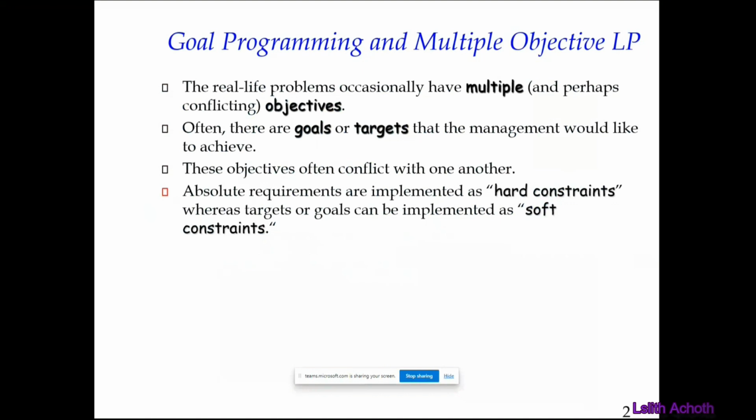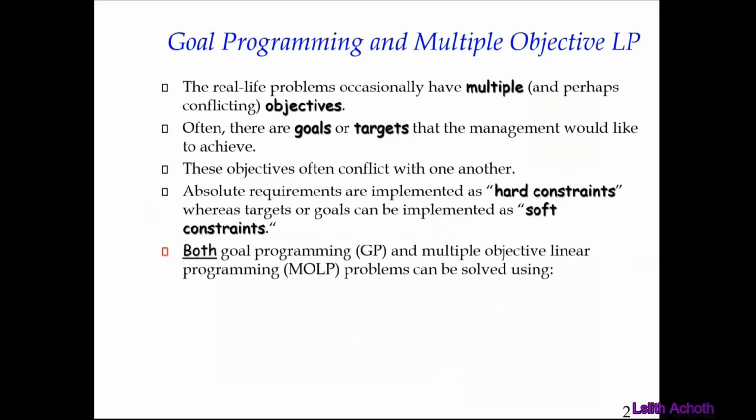Therefore, you need to consider which are your hard constraints, which have to be satisfied at any cost, and which are the soft constraints, which you would like to have ideally. You won't mind, you can also manage without it, but ideally you would like to have it. Both goal programming and multiple objective linear programming problems can be solved using weighted goals or objectives. You can give weights, or you can use absolute priorities. If you think it's a priority, then you give a number and you can create that priority.